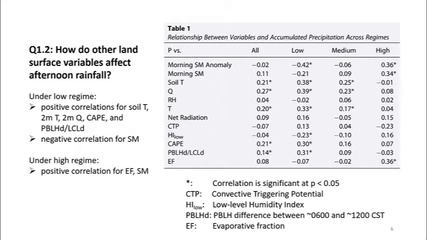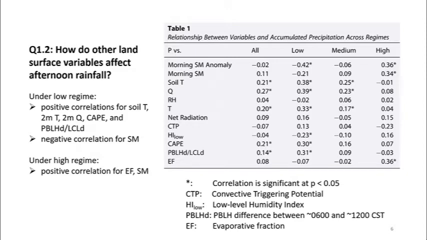For the low regime, we see more correlations, including soil temperature, 2-meter air temperature, 2-meter specific humidity. CAPE means the convective available potential energy in the atmosphere, and also the ratio PBLH/LCL, where PBLH means the boundary layer height variation with time divided by LCL, the lifting condensation level or cloud base variation with time.